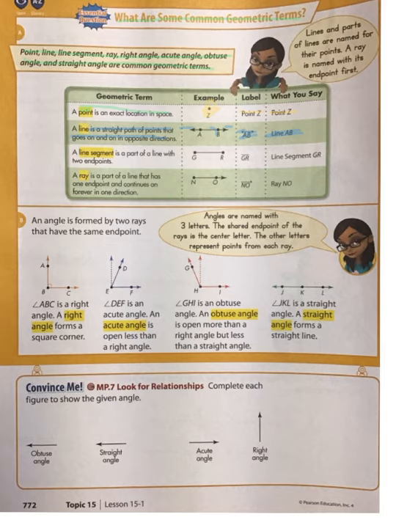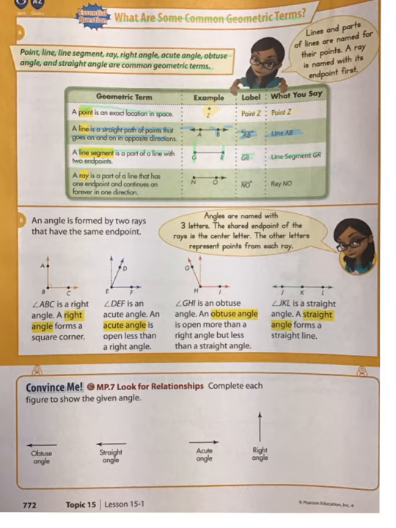Then we have our line segment. And a line segment looks just like a line, but it has two endpoints. And the endpoints are going to be labeled. And you would draw a little line with no arrows and the letters underneath it. And you would say line segment GR.